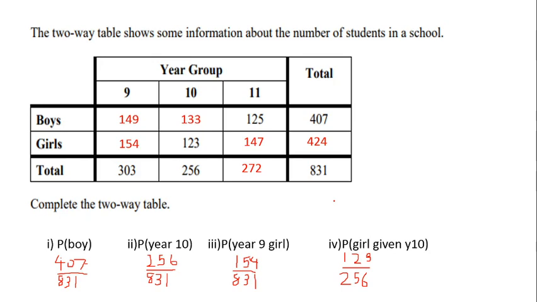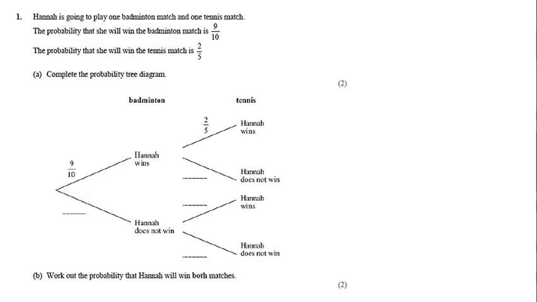Okay, so let's have a look at some tree diagrams. So here, complete the tree diagram and then work out probability. So this is a really standard question. So the probability she wins a badminton match is 9/10. The probability she wins a tennis match is 2/5. Now these are independent events. Okay. Now remember, on the arms of a probability tree diagram, they must sum to 1. Okay, so that's 1/10. Here, that will be 3/5. And again here, 2/5 and 3/5.